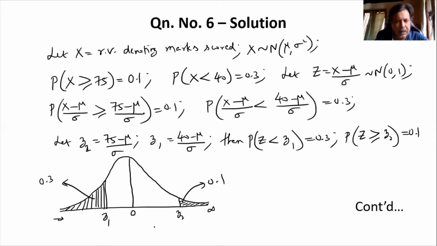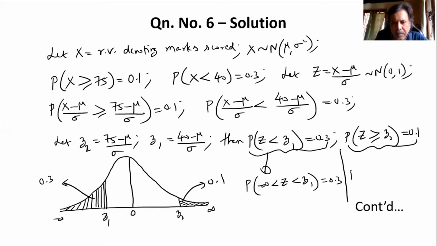Now, how do we write this particular thing? I will rewrite it as the probability of negative infinity less than Z less than Z1 equal to 0.3. And the probability of Z2 less than Z less than infinity is 0.1.